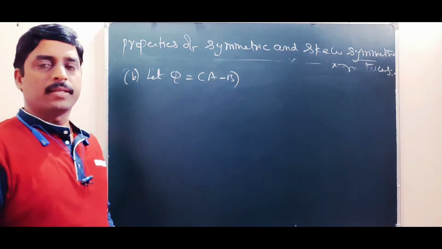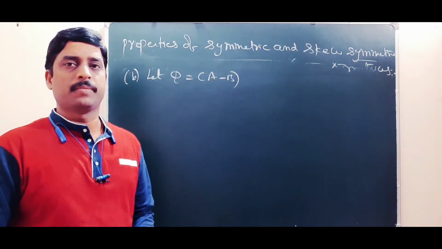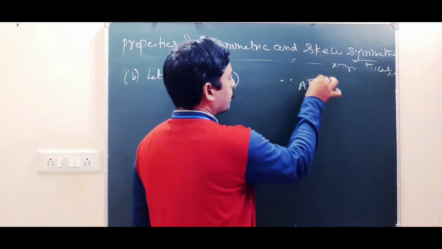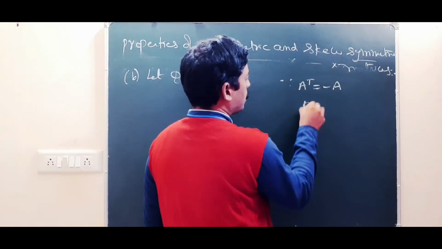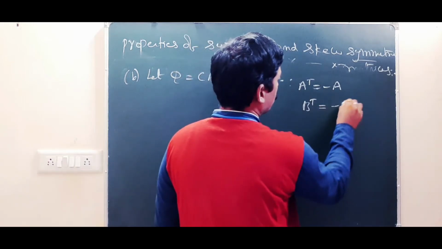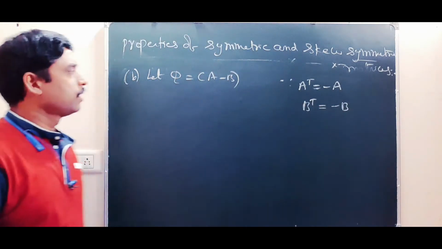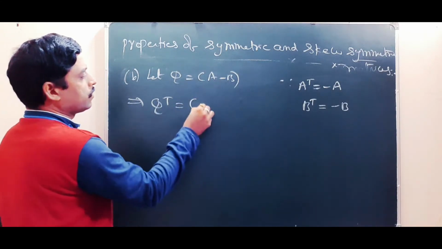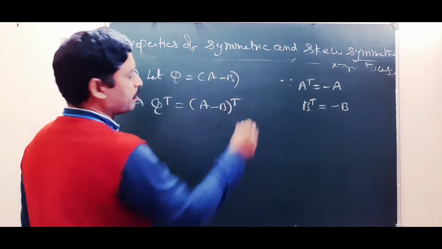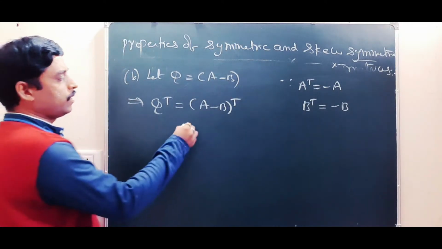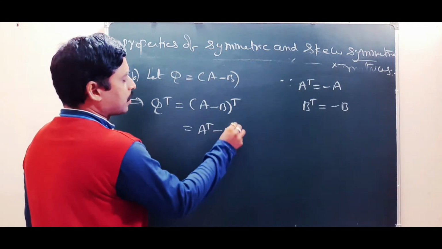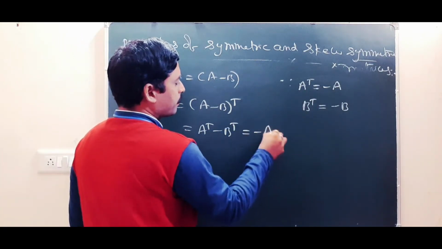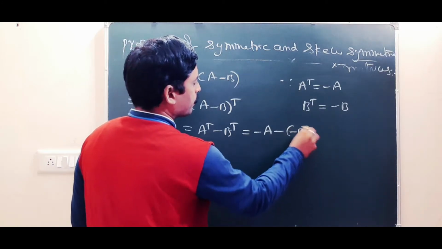In this point, what is given? A and B are two skew symmetric matrices. Transpose of A is equal to minus A and transpose of B is equal to minus B are given. Now taking transpose on both sides, transpose of Q is equal to transpose of A minus B. It is going to be transpose of A minus transpose of B, but transpose of A is given as minus A, and transpose of B is minus B.